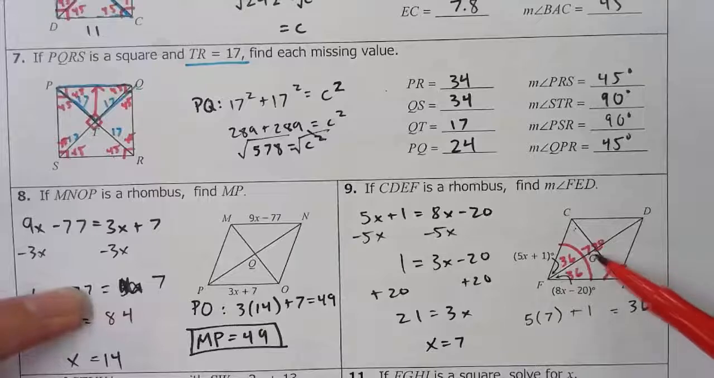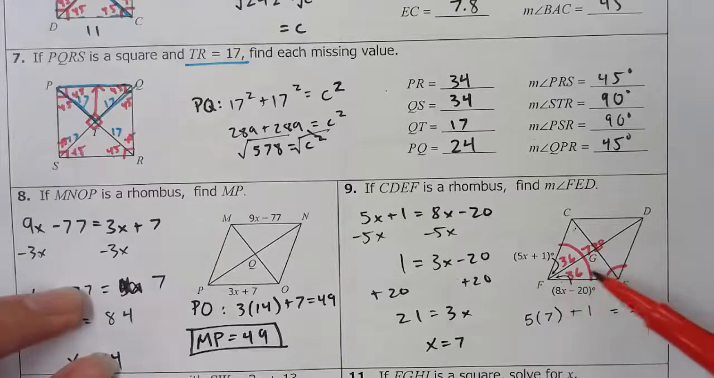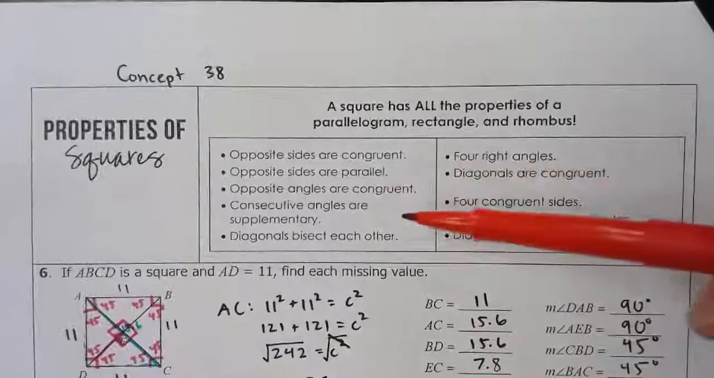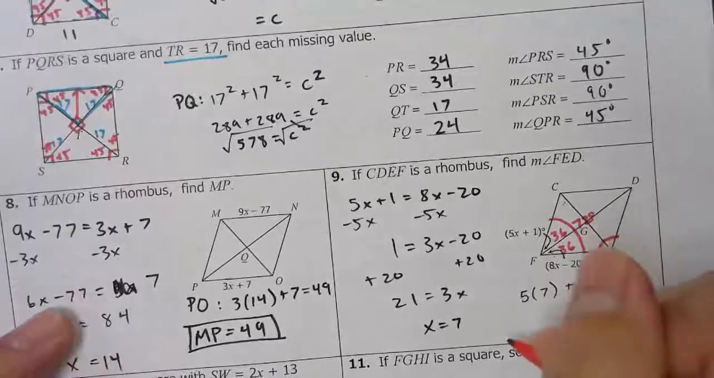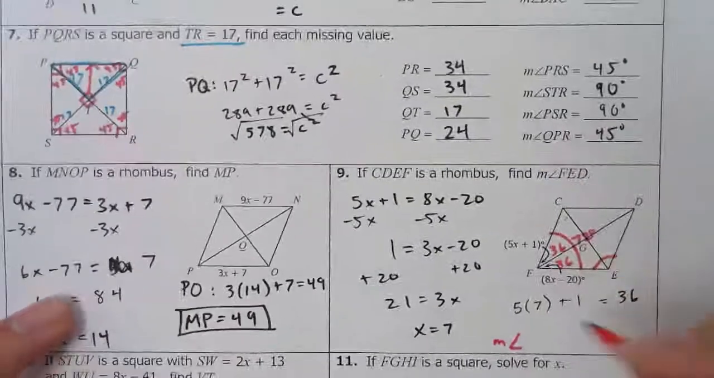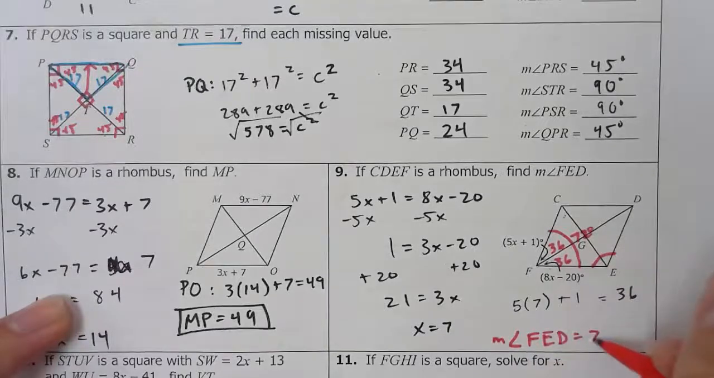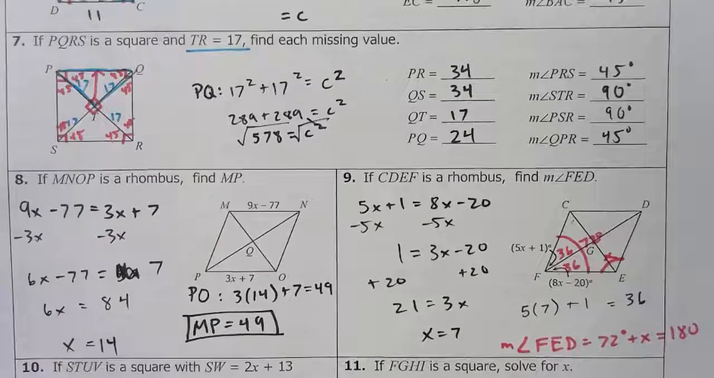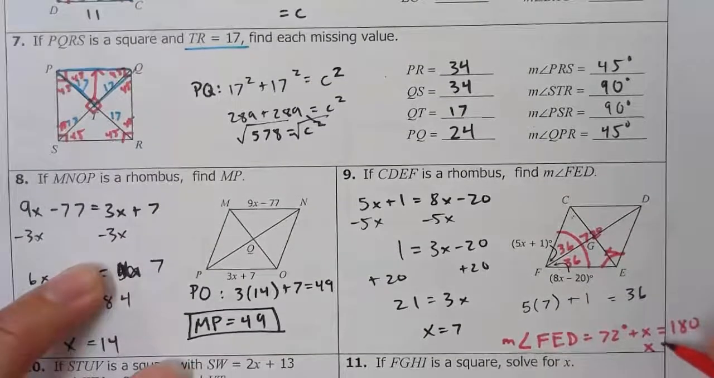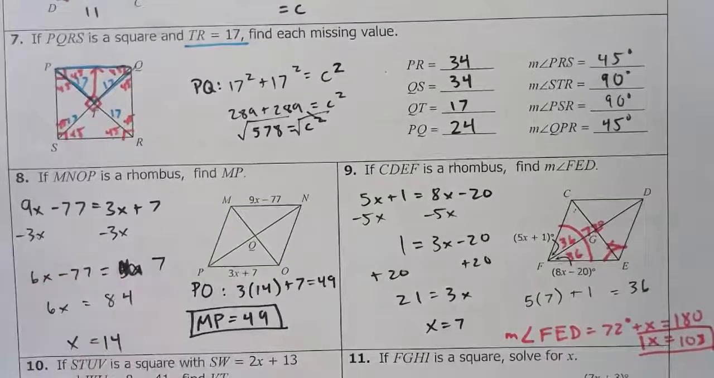This angle here plus this one need to equal 180 because they are consecutive angles and they are supplementary. So to find the measure of angle FED, that's equal to 72 plus, and let's call this x for now, plus x, that's equal to 180. And if I subtract 72 from both sides, I'll get that x is equal to 108. So that is angle FED.